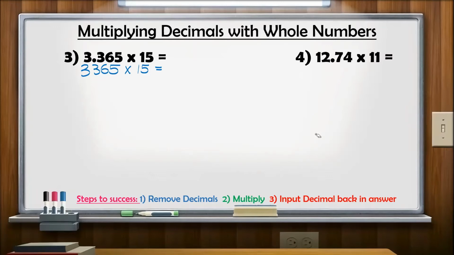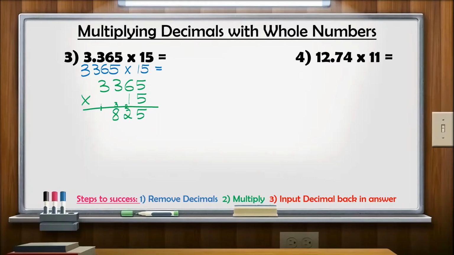Again, I will be using the carry over method, but please feel free to use any method you are comfortable with. So I'm going to start off by multiplying 5 times 5, which gives me 25. So I'll place my 5 here and carry over the 2. 5 times 6 is 30, plus the 2 is 32. So I'll place my 2 here and carry over my 3. 5 times 3 is 15, plus the 3 is 18. So I'll place my 8 here and carry over the 1.